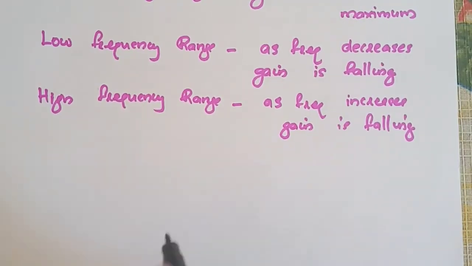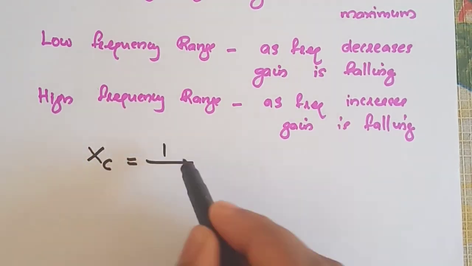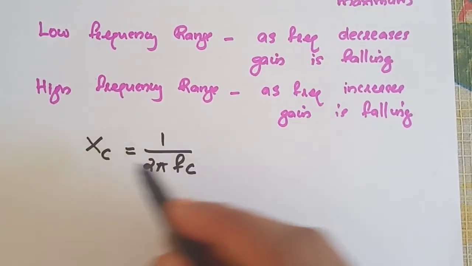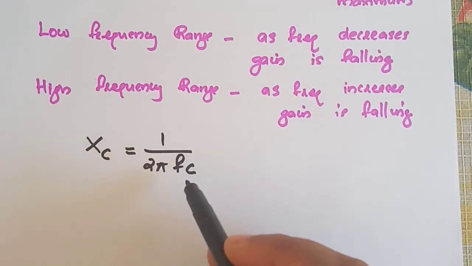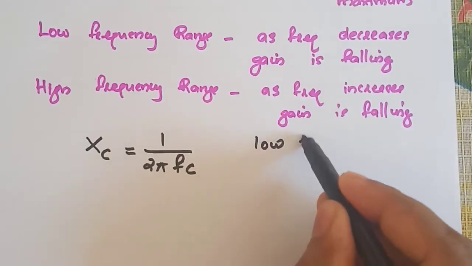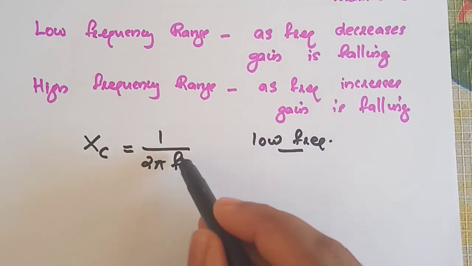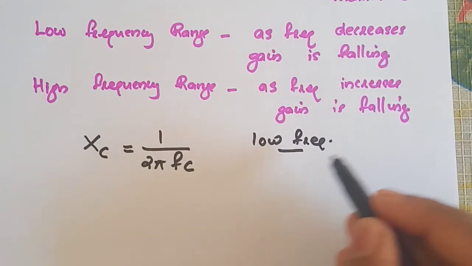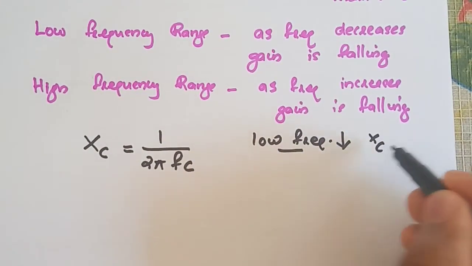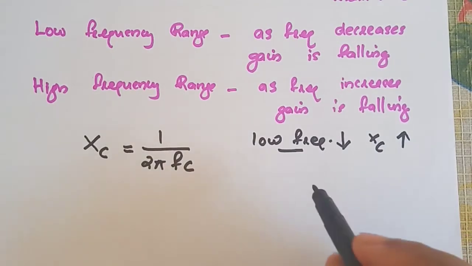We all know that the capacitive reactance Xc is equal to 1 by 2 pi fC. At first we consider the low frequency. At low frequency, as the frequency is low, the reactance Xc will be high. That is, the reactance will be very high.